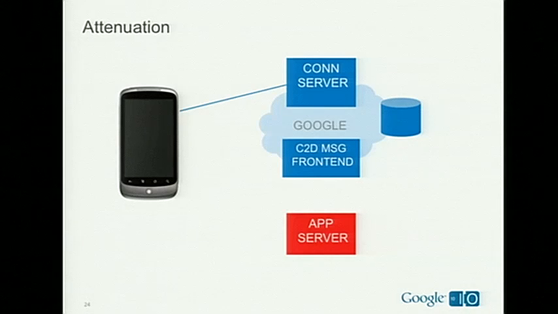Let's take a look. Here we have an Android device, and it's connected to our connection servers. And the application server has already been sending a bunch of messages recently. It'll send a new message to our cloud device messaging front ends. We'll receive the message, store it, and send it to the connection server. At that point, we'll hold on to the message for a short period of time, and then we'll send it to the device.